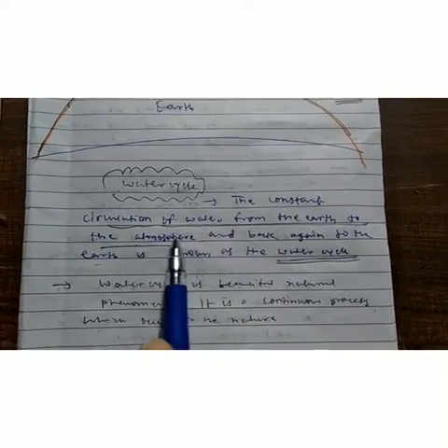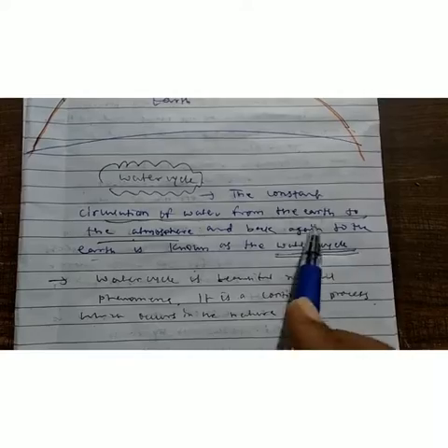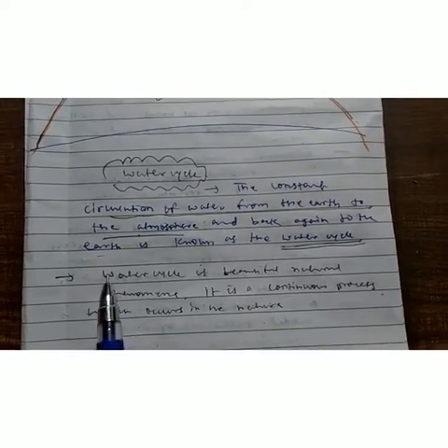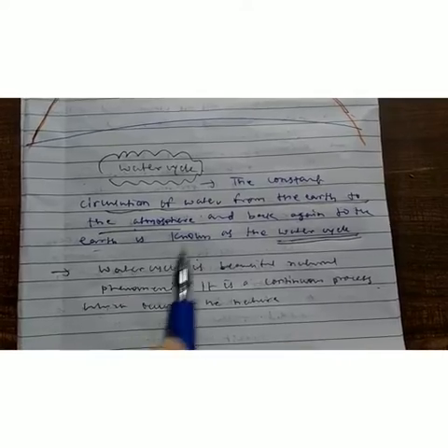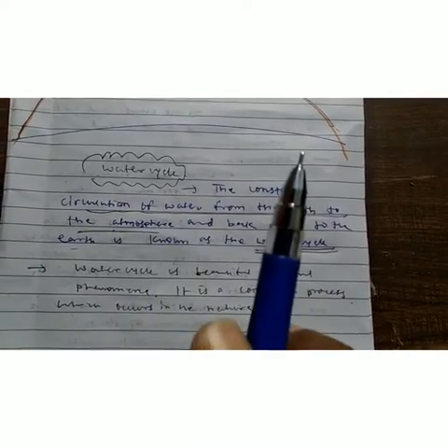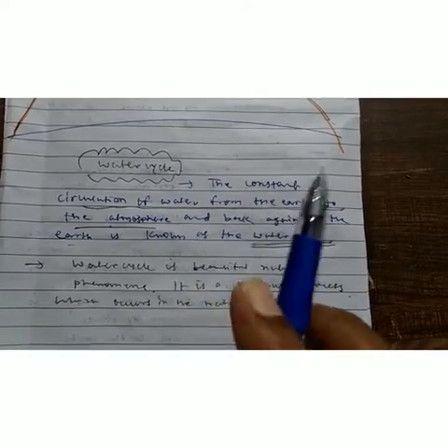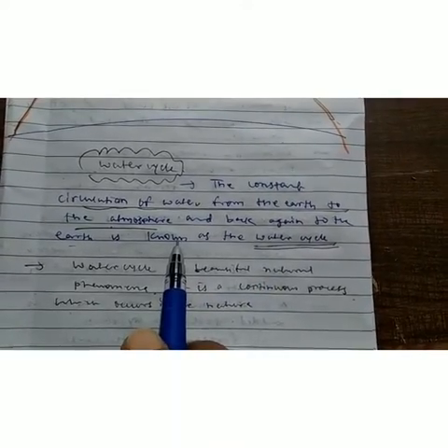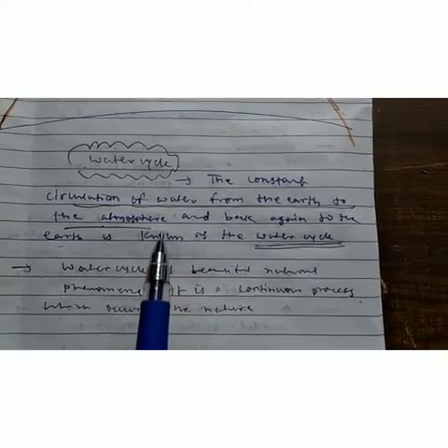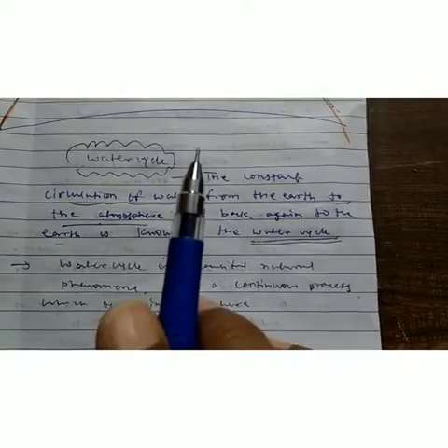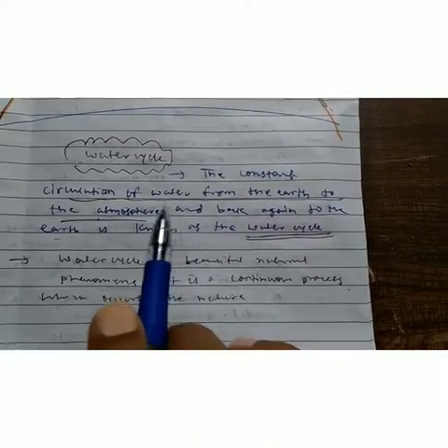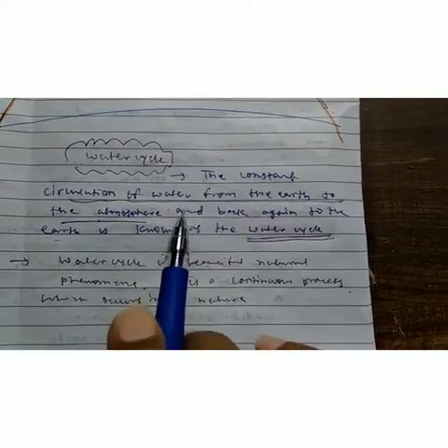The constant circulation of water from the earth to the atmosphere and back again to the earth is known as the water cycle. Water cycle means the circulation of water. From the earth water goes into the atmosphere, and from the atmosphere water comes again onto the earth. This process is called the water cycle. Water is going into the atmosphere, and from the atmosphere water is falling on the earth, and this circulation is called the water cycle.